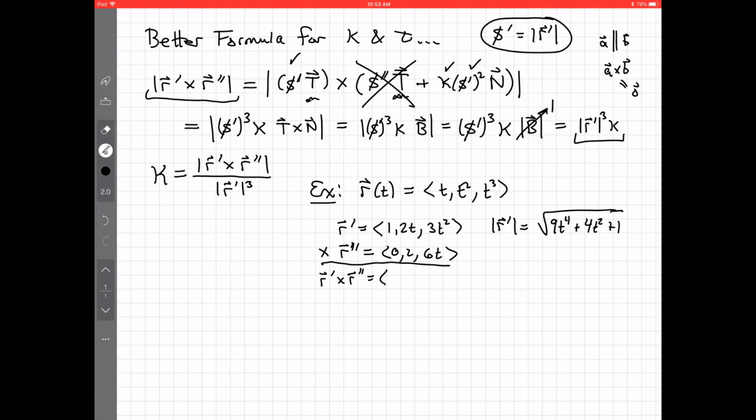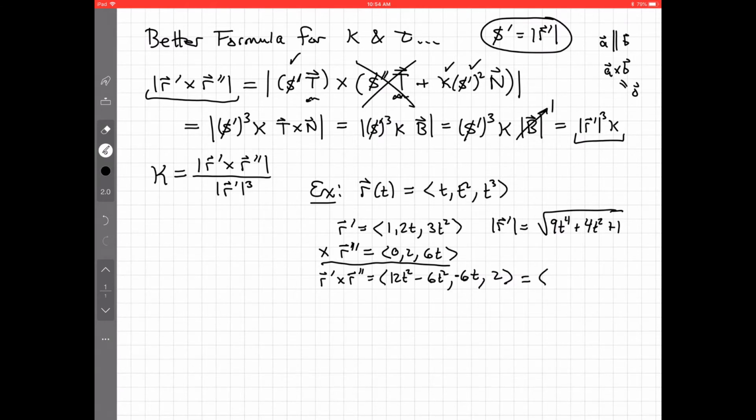The i component, we have 2t times 6t, that's 12t squared, minus 2 times 3t squared, that's minus 6t. The j component, we have 1 times 6t minus 3 times t, 0 times t squared, so that's minus 0, but it's the j component, so the whole thing needs to be negated, so we end up with a minus 6t. And then the k component, we end up with 1 times 2 minus 0 times 2t, which is just 2. Okay, so long story short, what do we have?